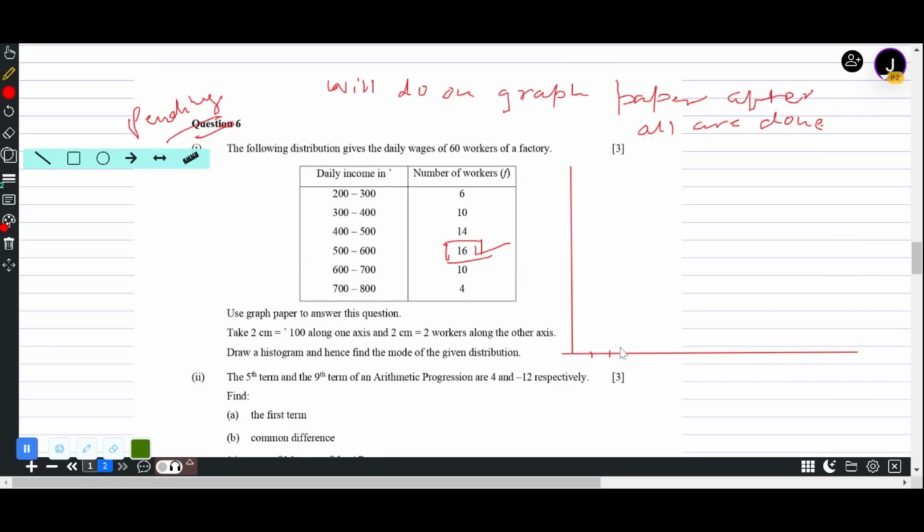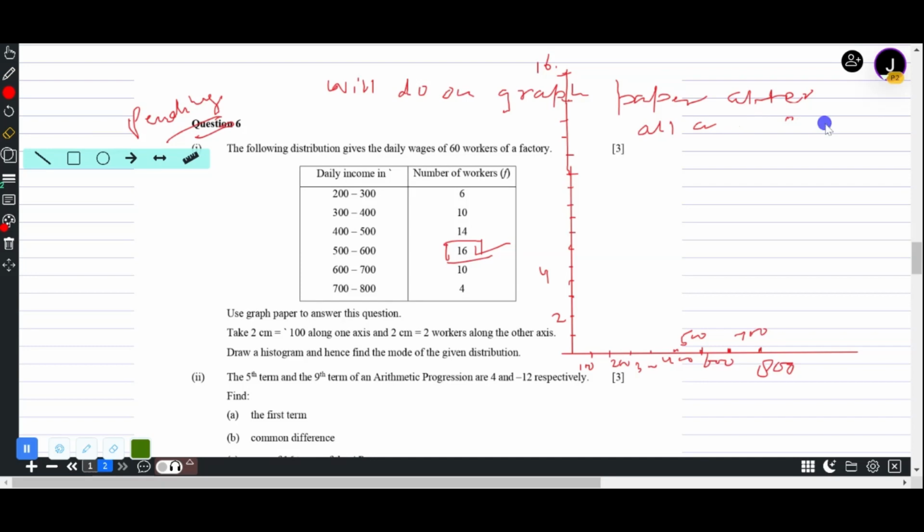So now we know that between 200 to 300 we have 6. That means I'll first mark 2, 4, 6. Maximum value is 16, so maximum has to be 16 on the y axis. So you see I have taken up to 16. I'm doing it right here. What I'll do is I'll create a bar graph.